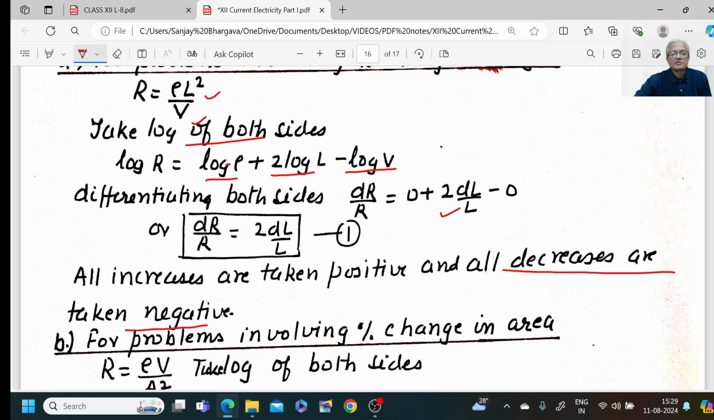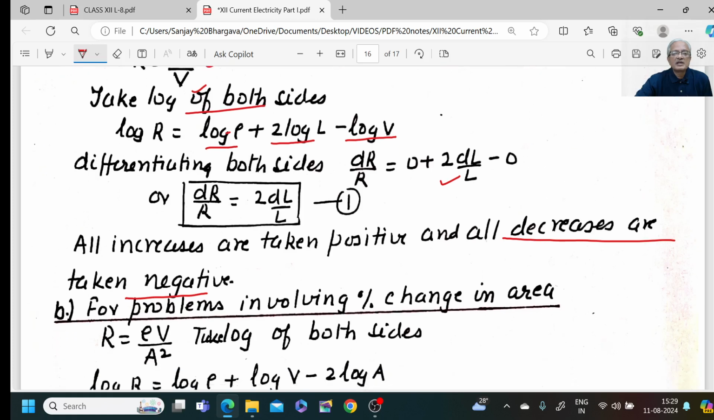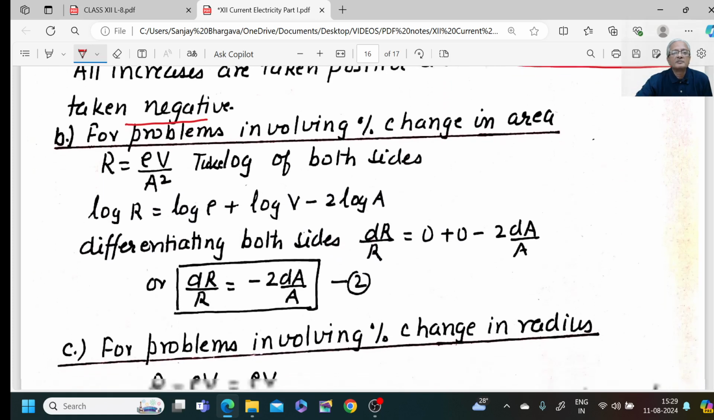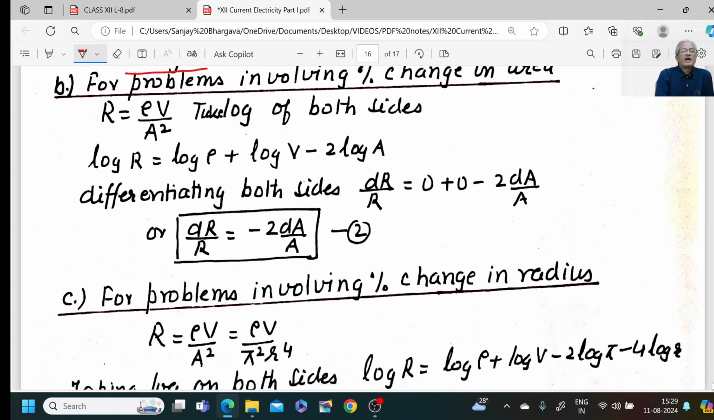There are certain problems involving percentage change in area. So we have here R equals rho V upon A square. Take log of both the sides. So log rho plus log V minus 2 log A. Then on differentiation we get dR upon R would be minus 2 dA upon A. Like if area increases by 1%, then the resistance decreases by 2%. Remember, the negative sign shows a decrease and a positive sign shows an increase.